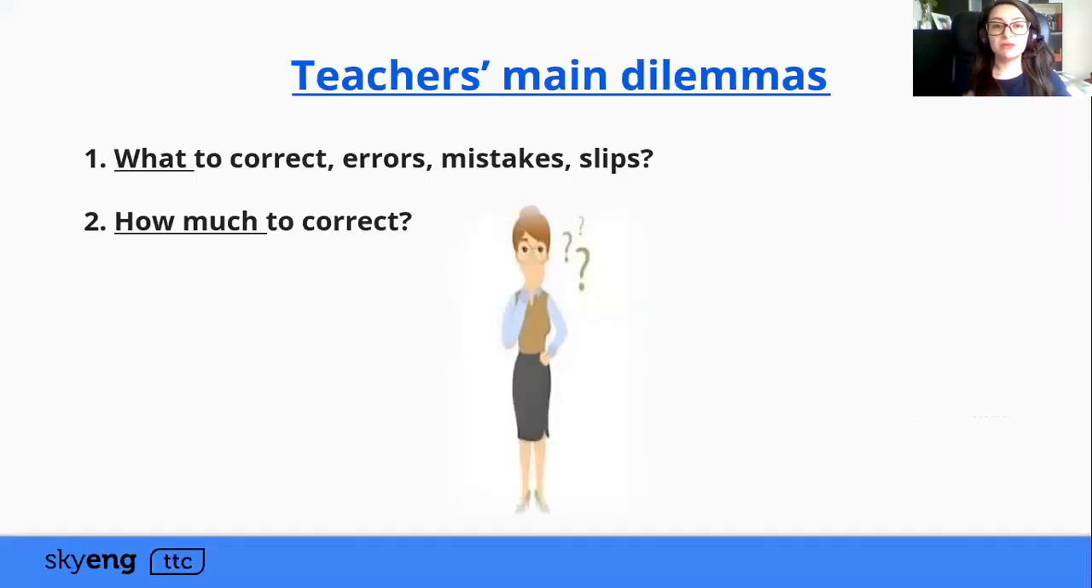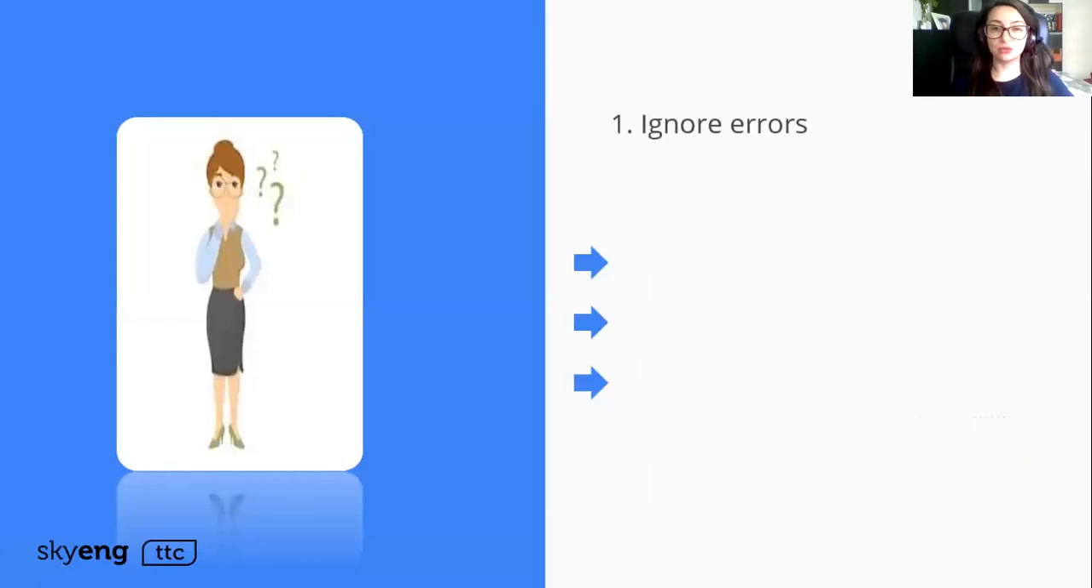Now, some of the teachers' main dilemmas when it comes to correction are what to correct, errors, mistakes or slips, and how much correction to do in a lesson. Let's find out the answers. First of all, linguists agree that we should ignore errors. Why? Well, as I said already, errors occur due to material which hasn't been taught before. That's why don't overwhelm your students by introducing new target language or structures. Maybe your student isn't ready for that part yet.